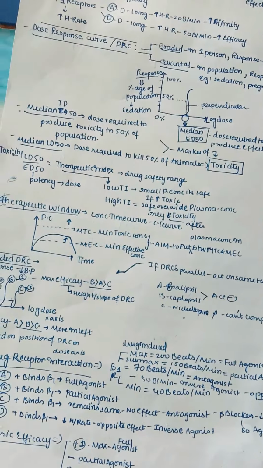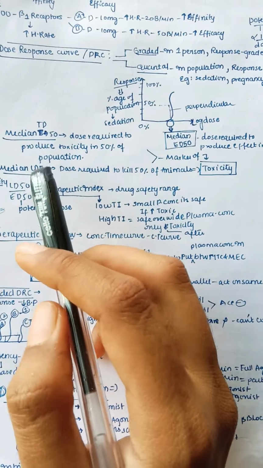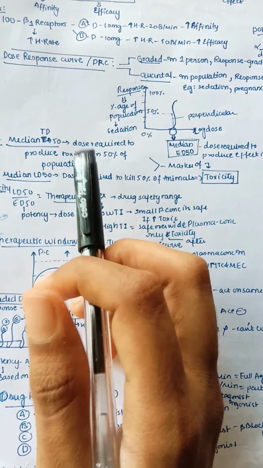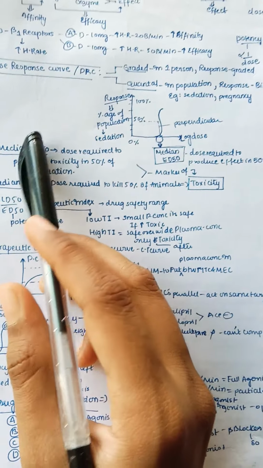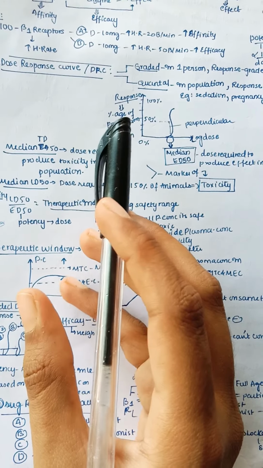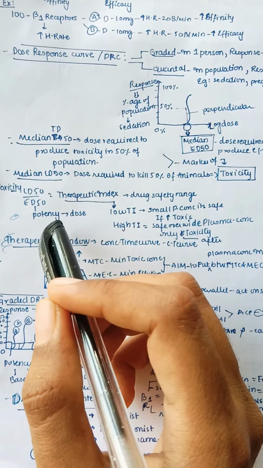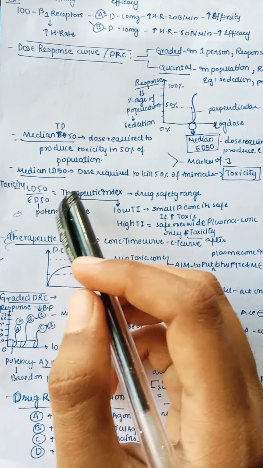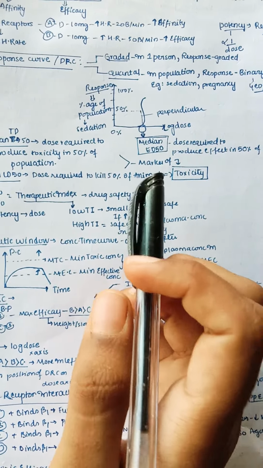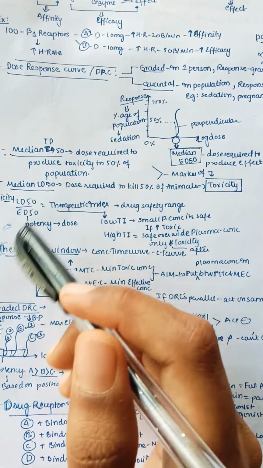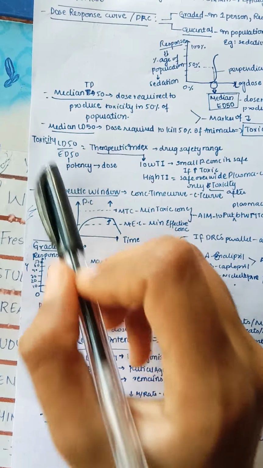And here we are having the median TD50, not ED, TD. TD50 is the dose required to produce toxicity in 50% of the population. So this is the toxic dose, how much dose is required to produce toxicity. Median LD50 is the lethal dose, that is the dose required to kill 50% of animals. So it is also a marker of toxicity. Both median TD50 and median LD50 are markers of toxicity, but the median ED50 is a marker of drug potency.